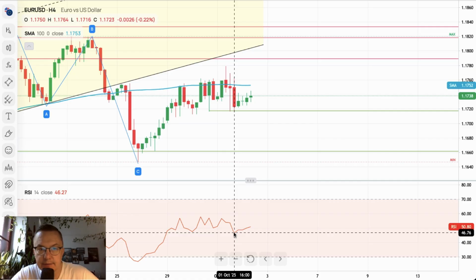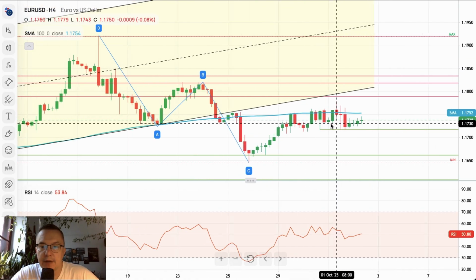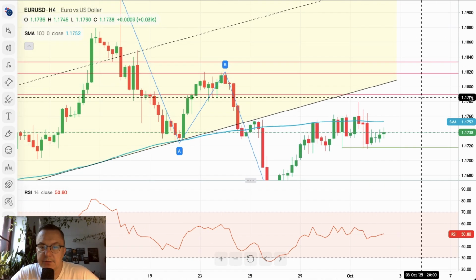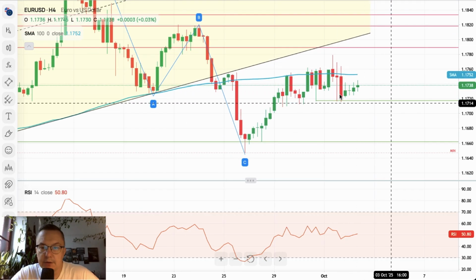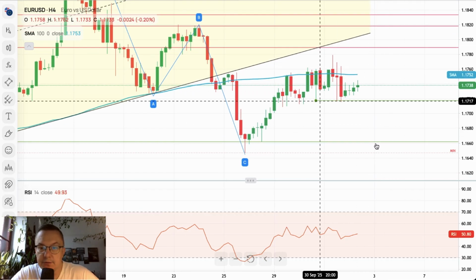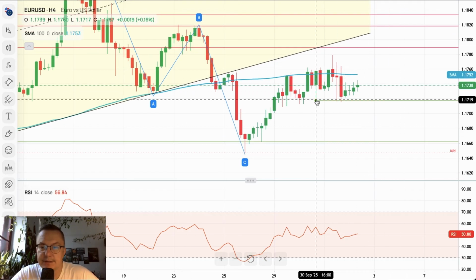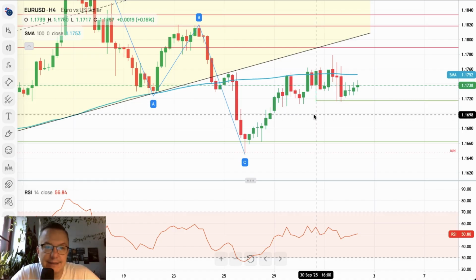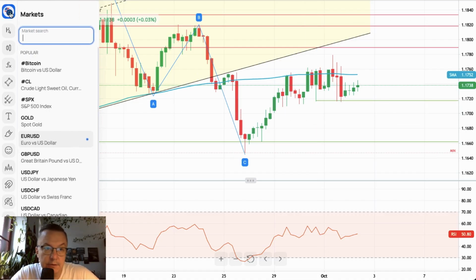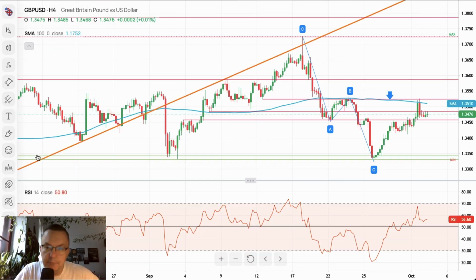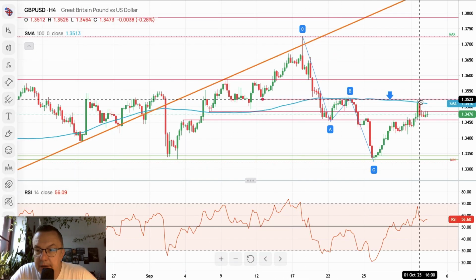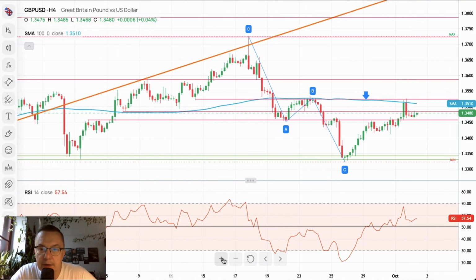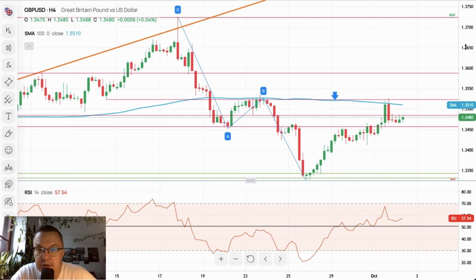So it looks like the bears are making their life harder for the bulls, and we should expect another push to the downside. First confirmation breakout below 1.1717, second confirmation breakout below 1.1700. So euro dollar quite bearish, British pound quite bearish, rejection of the major level that we spoke about, that this level will be major for the bulls.